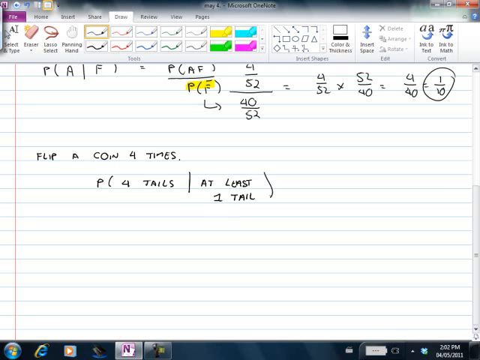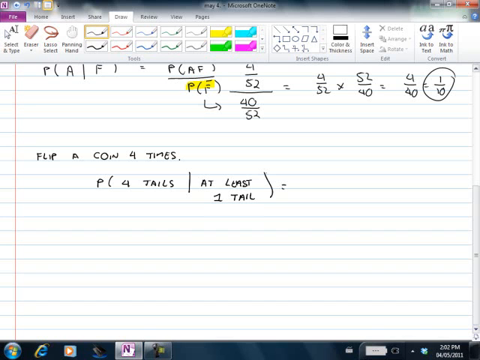I didn't write it in a sentence for you, but I wrote it in this format. So I want to know what's the probability that all 4 are tails given that at least one of them is a tail. Go for it. You may need a calculator, if you want.